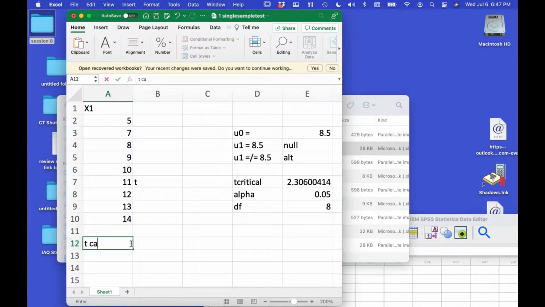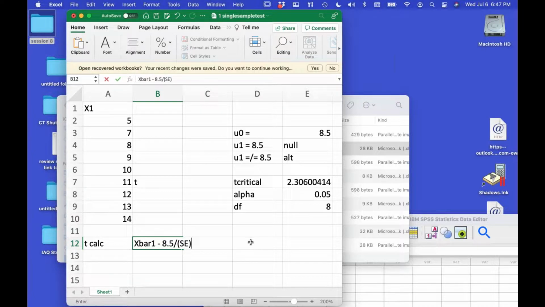So what is this going to be equal to? T calculated, okay, it's my own terminology, is equal to x bar 1 minus 8.5, right? The mu 0, divided by, and what is it going to be divided by? It's going to be divided by the standard error.